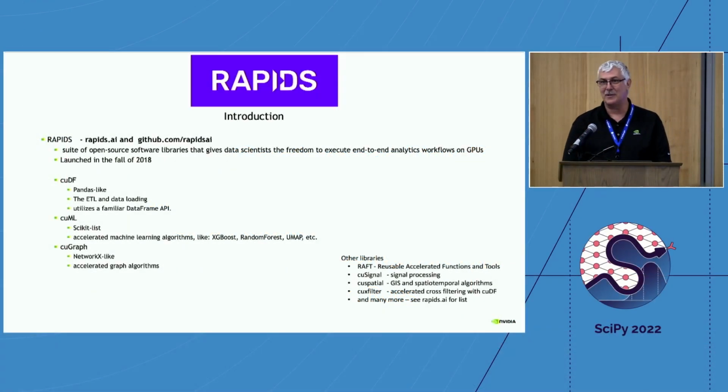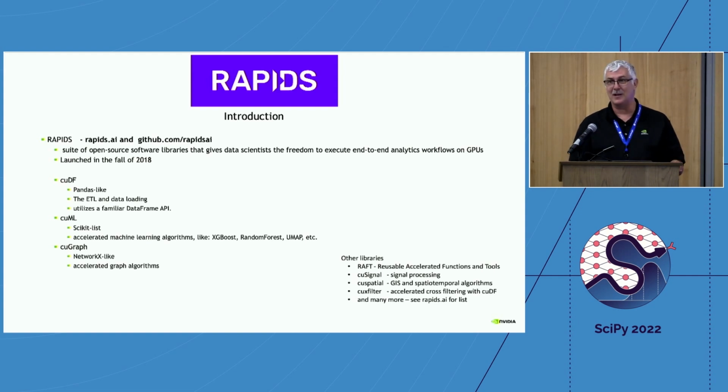Everyone has probably heard of Rapids by now. We've been out promoting it for 4 years. Basically, you have cuDF, which is our data frame library. You can think of it like an accelerated pandas. cuML, which is accelerated scikit-learn. And what I'm going to talk about is cuGraph, which is very similar to NetworkX, just runs faster on GPUs.